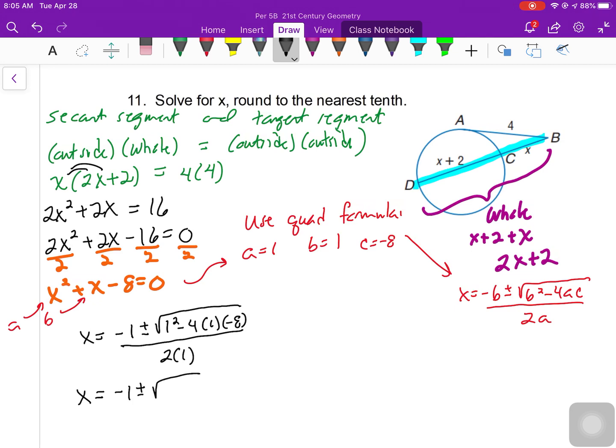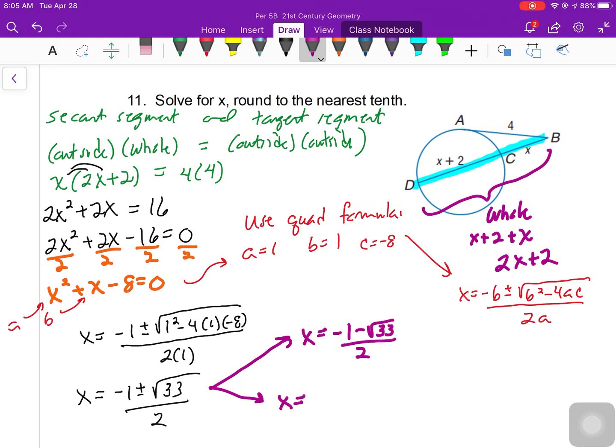Working out what's beneath the radical sign, we would have negative 1 plus or minus the square root of 33, all divided by 2. And this, of course, then splits into two possibilities. The possibility where we use the minus sign, x equals negative 1 minus the square root of 33 over 2, and where we use the positive sign, x equals negative 1 plus the square root of 33, all over 2.